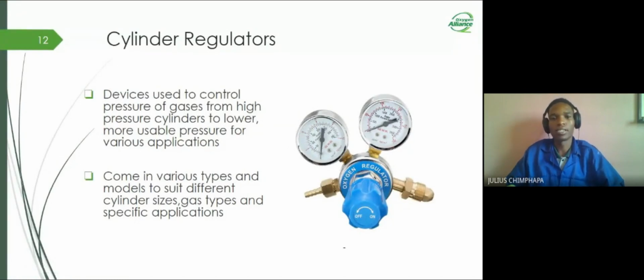And moving on, I will now explain the cylinder regulators, that is the regulating equipment that is used on the cylinders. As we know, the gas inside the cylinders is at high pressure, so there is a mechanism that is used to regulate that pressure. So the regulators are just devices that are used to reduce the high pressure of the compressed gas inside the cylinder to a more usable level, which can be used for the patients or wherever the gas is intended to be used. These regulators come in various types and models to suit the size of the cylinder that you want to use, the gas type, as well as the application where you intend to use the cylinder.